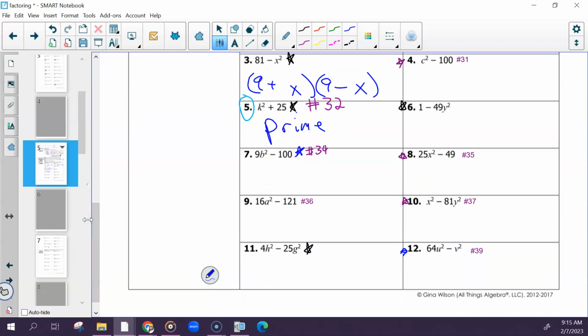Okay. Now let's do some with numbers and variables together. 1 is a perfect square. Is 49 a perfect square? Yes. So we know 1 times 1 would give us 1. What times what would give us 49? 7. And then y times y would give us y squared. So you would put the y with the 7, put plus, put minus.